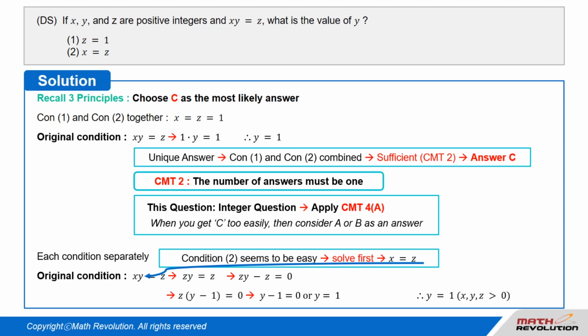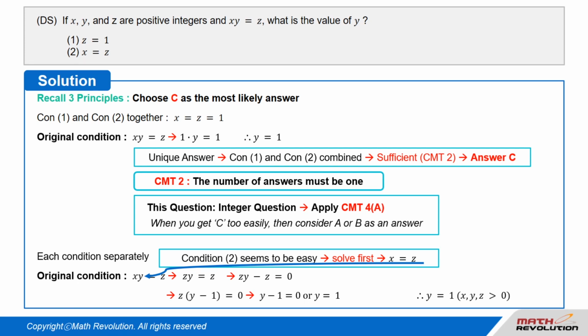However, since this question is an integer question, which is also one of the key questions, we should apply CMT4A, which states if you get C as an answer too easily, then consider A or B as an answer. So, we have to consider each condition separately. Condition 2 seems to be an easy pick because of the relation between x and z as x equals z. So, let's look at condition 2 first.